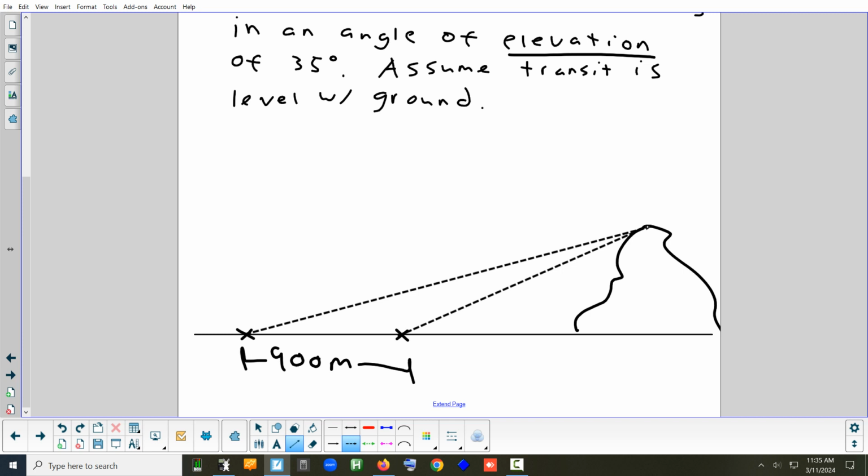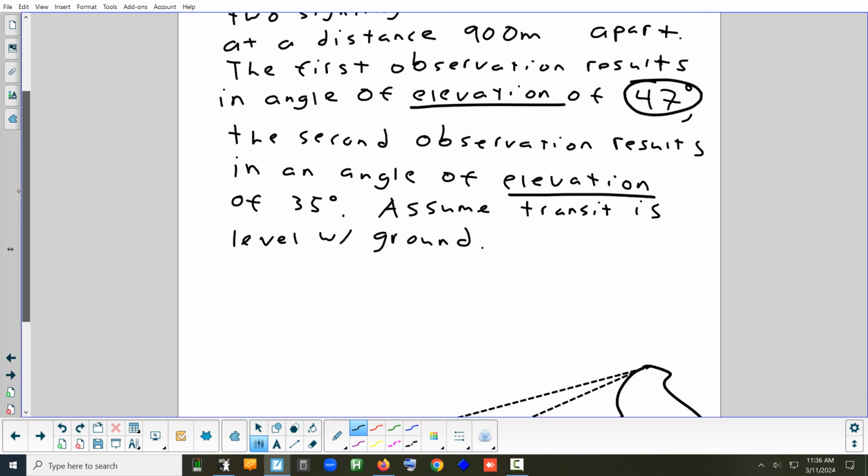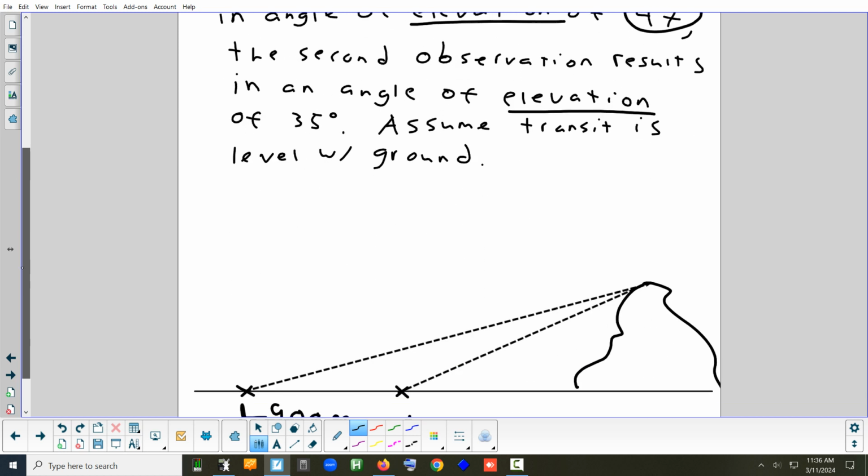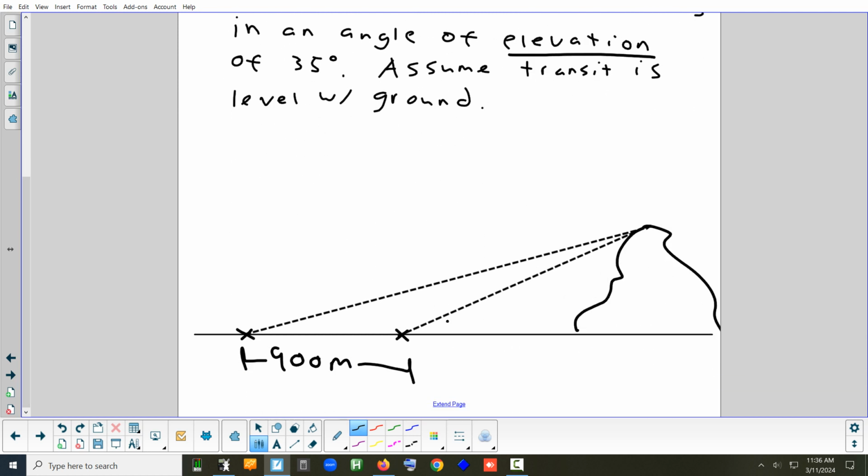If your object is moving, this method doesn't work as well, unless you have two people that can see the object at exactly the same time. But if you have to drive 900 meters away and your object moves in that time, well, no good. Okay, what else do we know? We know the two angles, which are 47 and 35. So the first angle is the angle of elevation from the ground, and the second time it decreased to 35.